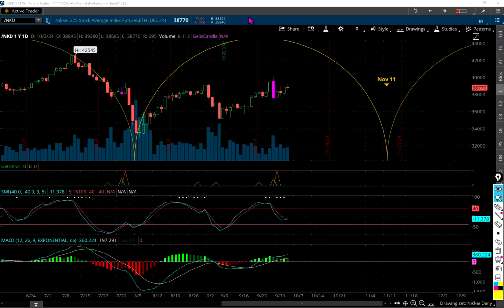A reminder, I mentioned this yesterday, the CME exchange is going to offer Nikkei 225 micro futures coming up October 28th, I think. So those that want to trade this product can trade the micro. Pretty awesome.